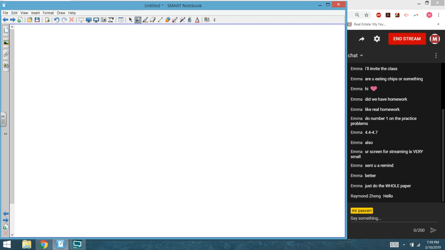Okay, the screen's a little bit better. All right, so I'm doing another calculus problem here. We got the integral of e to the 2x divided by e to the 2x plus 1. Exciting.